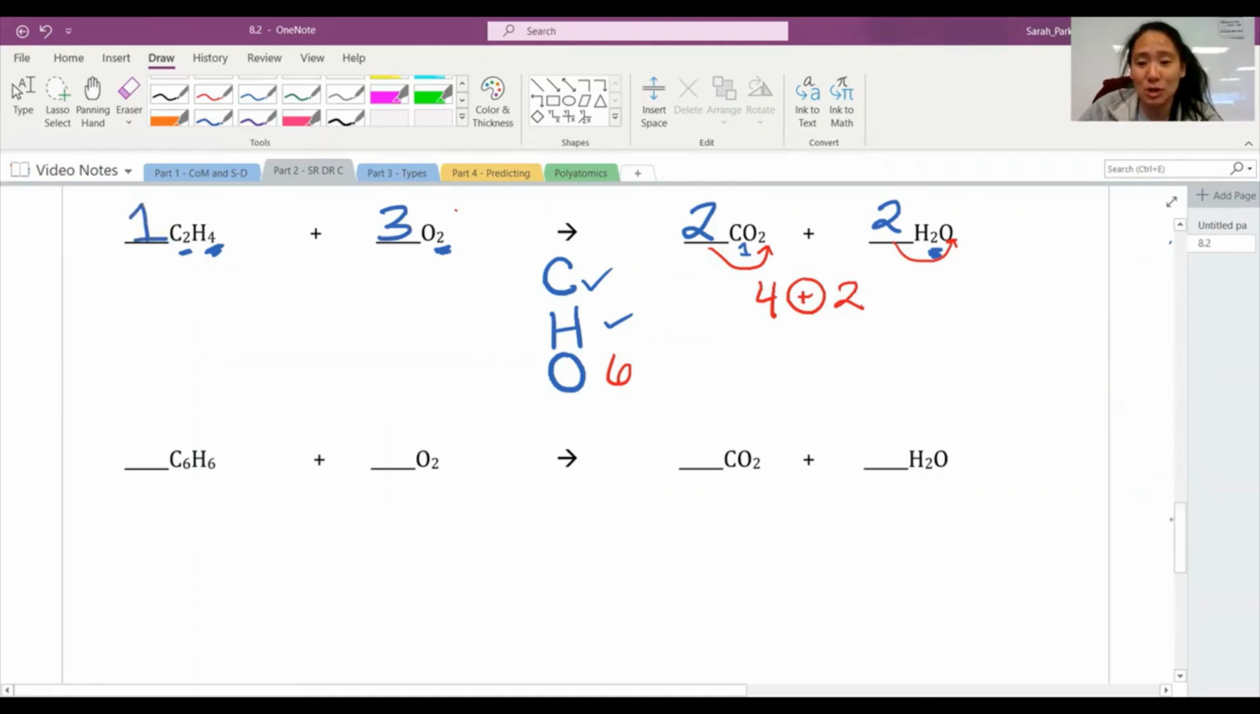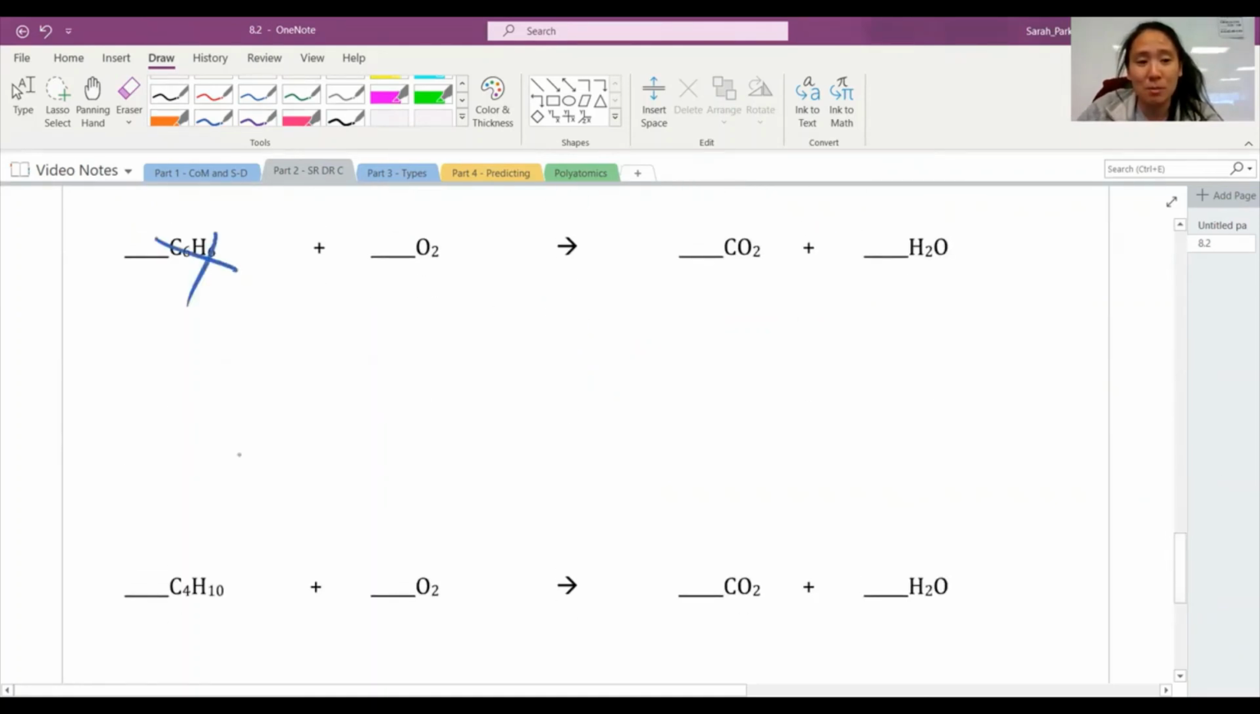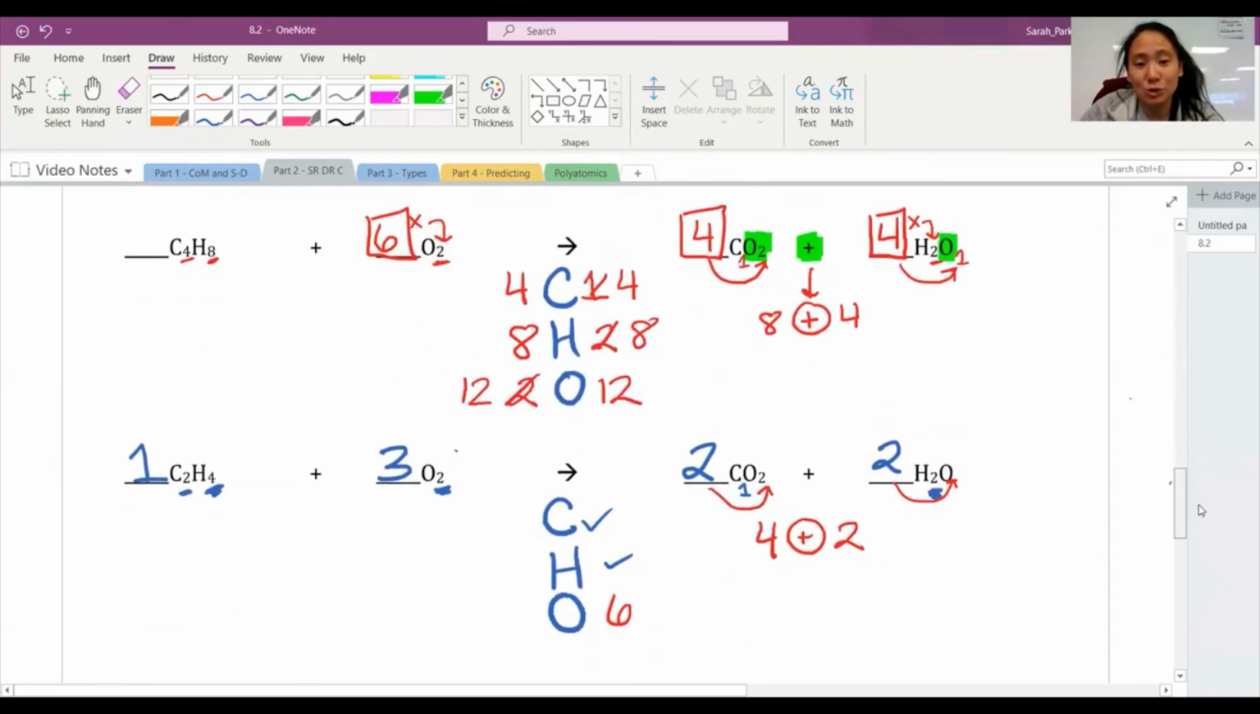It's up to you. We're going to skip these bottom 2. Save them for a rainy day. But that's how you do your CHO equations. We'll do more practice in class. So yay!